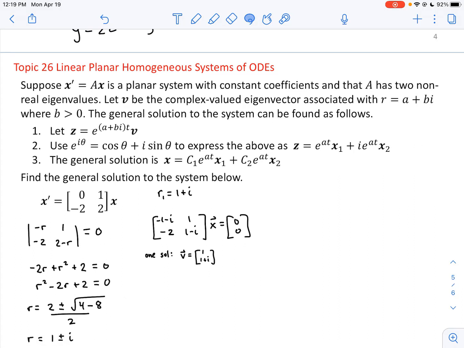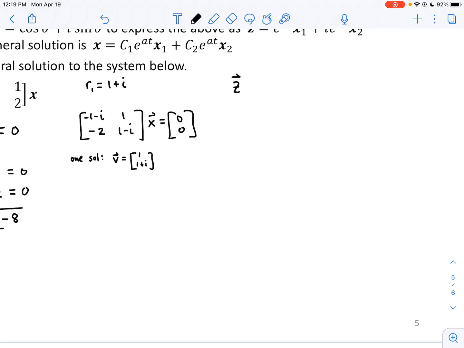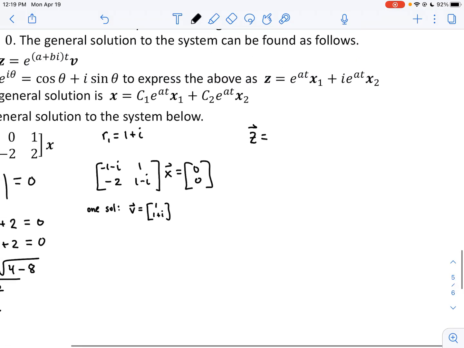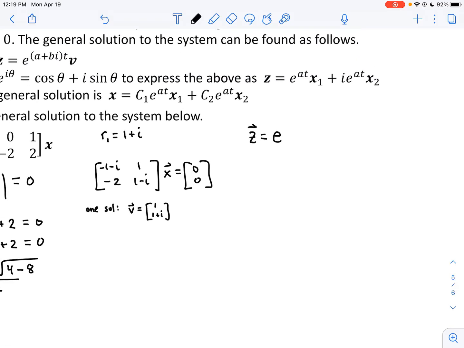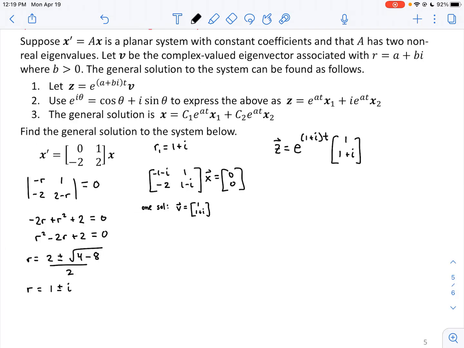So we have two non-real eigenvalues. We let v be the complex valued eigenvector associated with one of our eigenvalues, the one that has the plus, the a plus bi. We found that eigenvector, and now let's create a vector z. So this vector z is going to be equal to e raised to the a plus bi, so this is e raised to the 1 plus i times t, and then times this eigenvector that we just found, 1 and then 1 plus i. Okay, so here we are, we finished step 1.